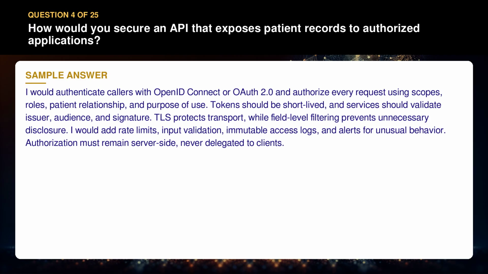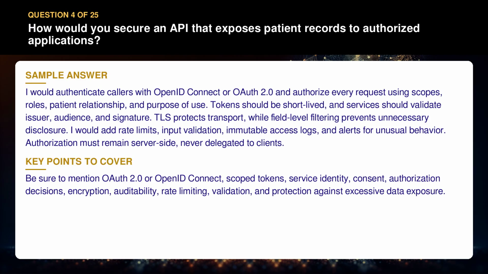I would add rate limits, input validation, immutable access logs, and alerts for unusual behavior. Authorization must remain server-side, never delegated to clients. Be sure to mention OAuth 2.0 or OpenID Connect, scope tokens, service identity, consent, authorization decisions, encryption, auditability, rate limiting, validation, and protection against excessive data exposure.